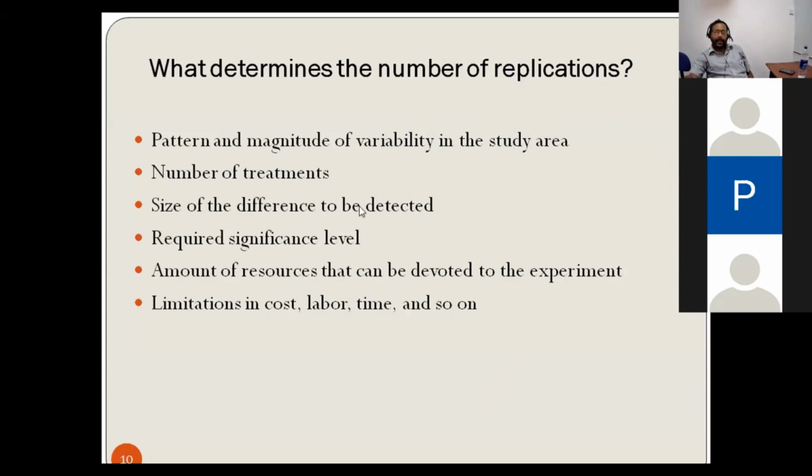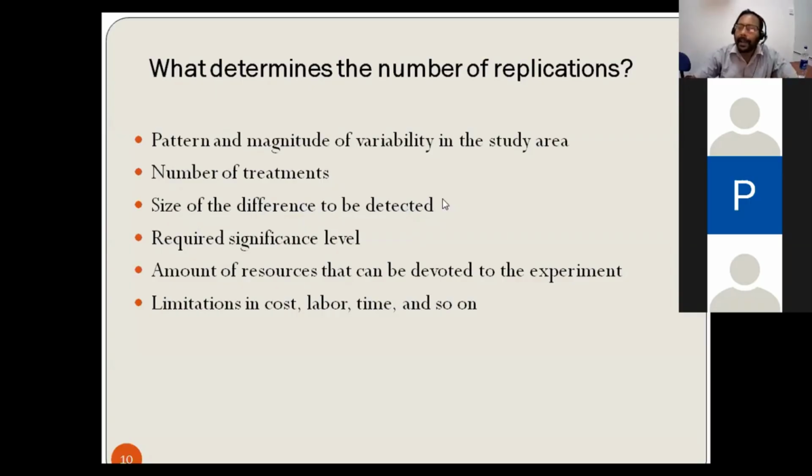Then, size of the difference to be detected. That is also important. Depending on the size of the difference, only then can we say whether it is significant or not. So the size of the difference that we need to detect matters. If the size of the difference to be detected is larger, right, then we can go, I mean, it depends on the value.